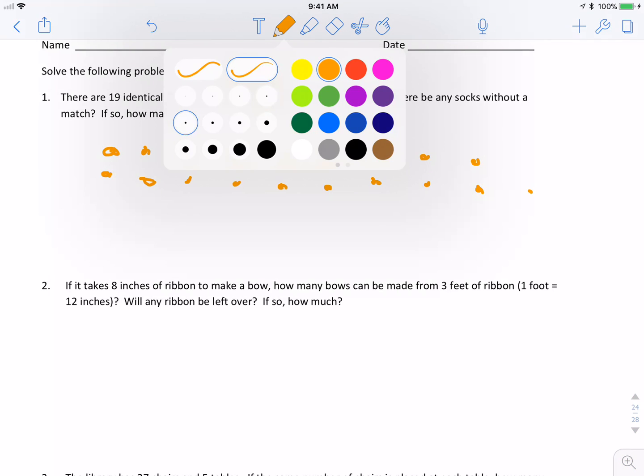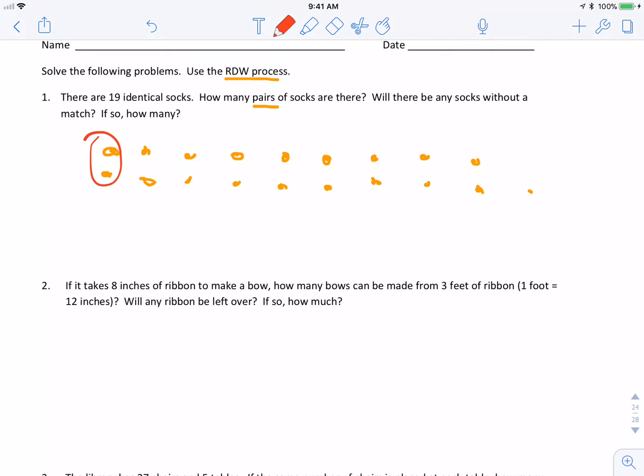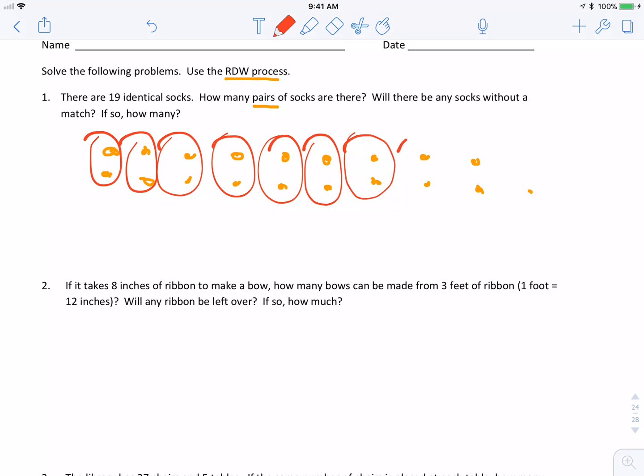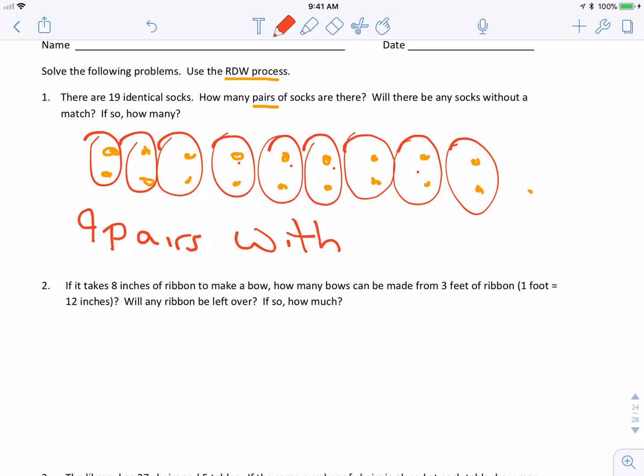So how many pairs do we have? We have 1, 2, 3, 4, 5, 6, 7, 8, 9. 9 pairs with 1 left over.